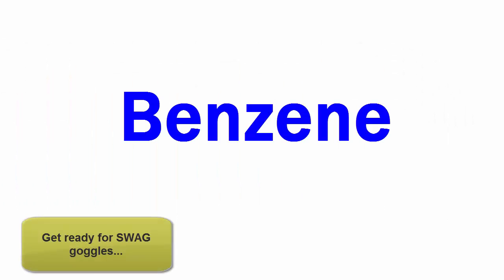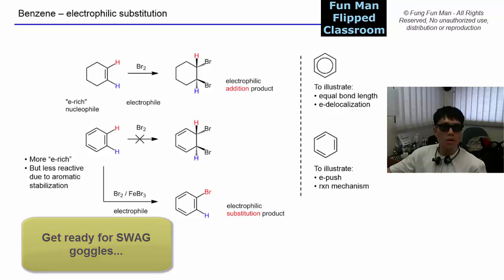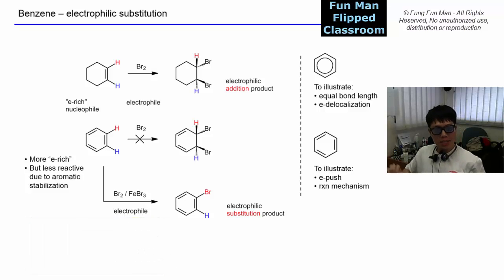It starts with benzene. Alright, let's continue with benzene. Electrophilic substitution. This is the main reaction for all the benzene molecules that we find anywhere. Now we know that benzene has got 3 pi bonds, so it means that it is electron rich.